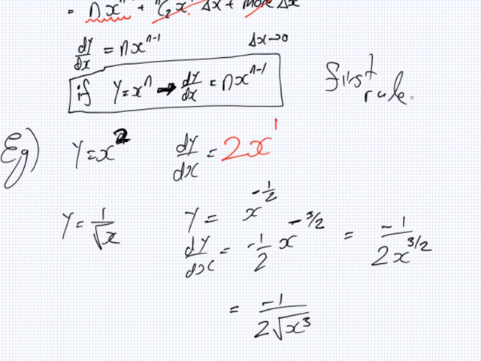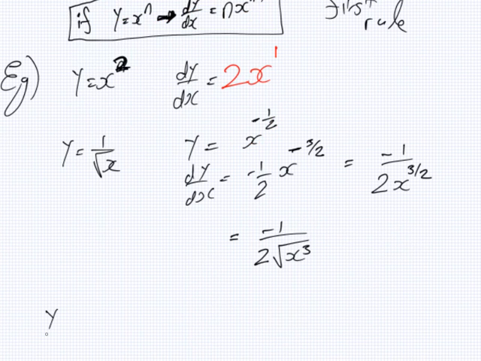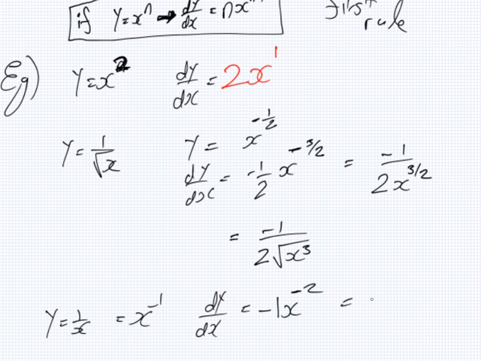So just one more really quick. If I have y equals 1 over x, that's the same as x power minus 1. So what's the derivative here? It will be minus 1 x power minus 2. So that's minus 1 over x squared is the answer. So the rule is you bring the power down and you take 1 from the power.